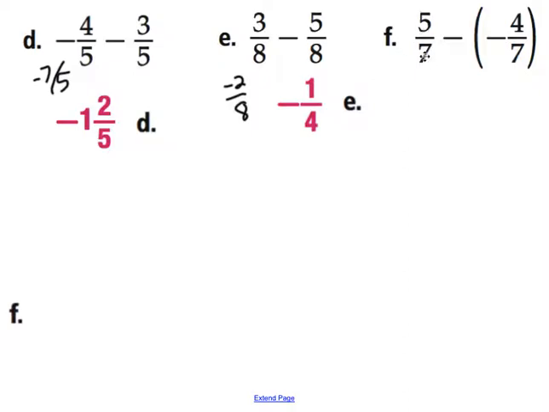Letter F, 5/7 minus a -4/7. Now in this one you have to be careful because minus a minus, remember you always have to change that to a plus. So we have 5/7 plus 4/7, which is 9/7. And then if we reduce that to simplest form as a mixed number, that's 1 2/7.